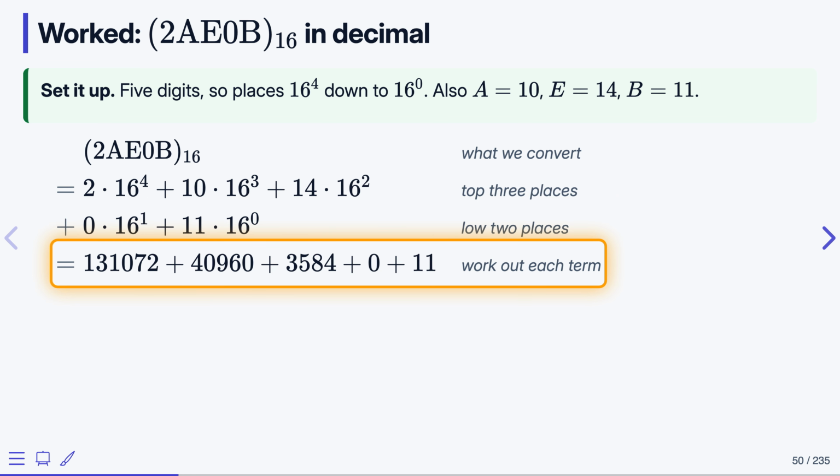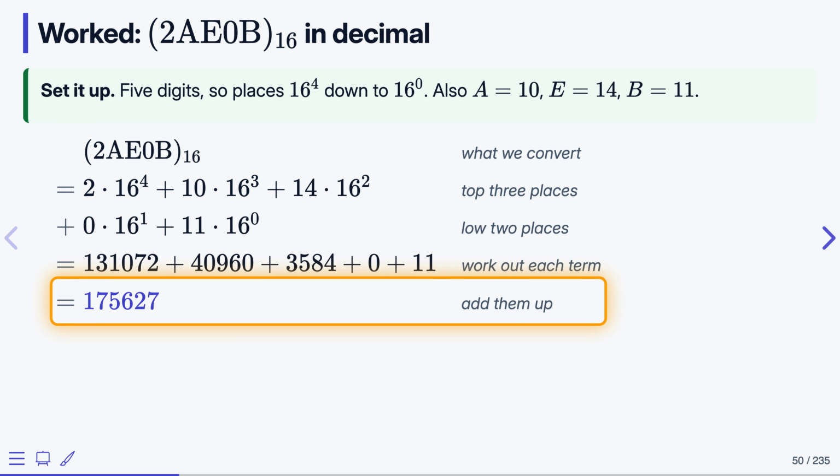Step 3. Work out each term. 131,072 plus 40,960 plus 3,584 plus 0 plus 11. Step 4. Add them up. The answer is 175,627.